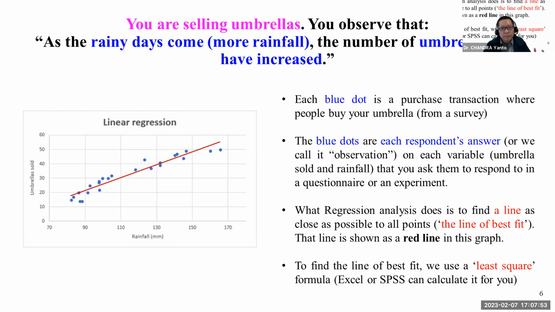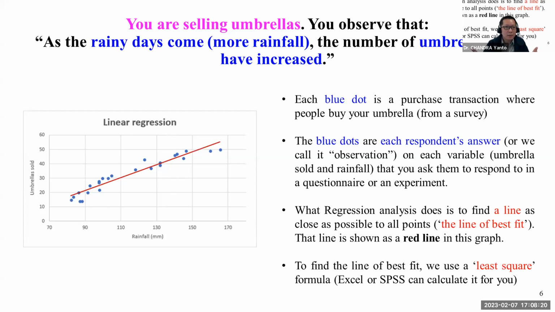Let's say you are selling umbrellas somewhere. And as you sell day by day, and particularly, let's say there's a time when you have a lot of rain, so the rainy days. So when the rainy days come, in which you have more rainfall, you actually sell more umbrellas. So how do you picture this in terms of regression?